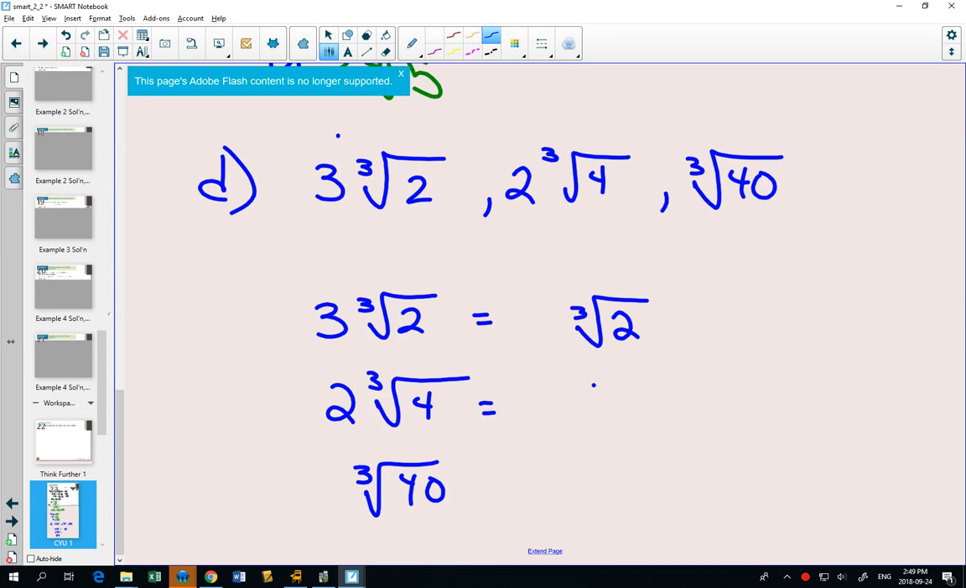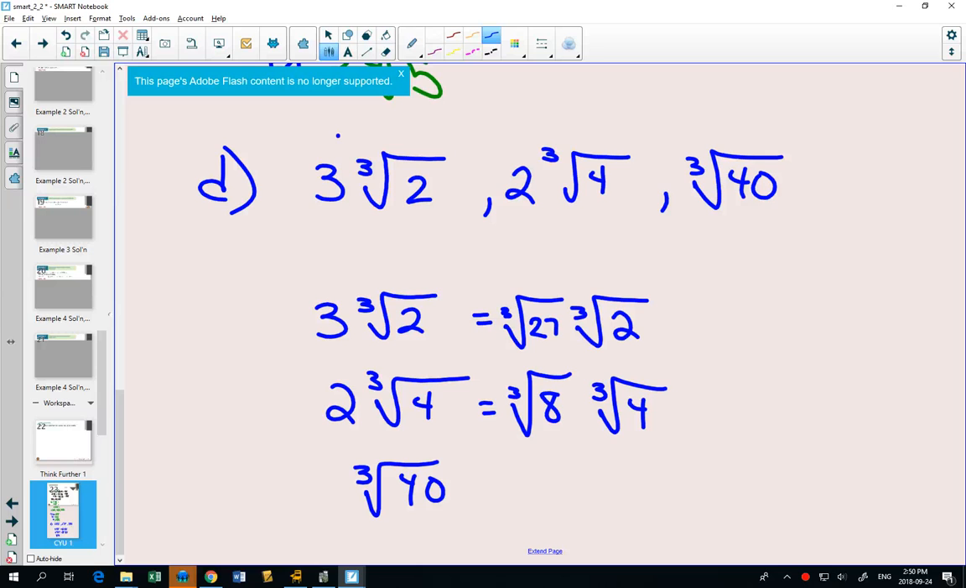Well, in order to multiply radicals, just like you can multiply square roots and square roots, you can multiply cube roots and cube roots. So what number would I put in here if there was a 3 out in front? 27. What number would I put here if there was a 2 out in front? 8. Because the cube root of 27 is 3. The cube root of 8 is 2.